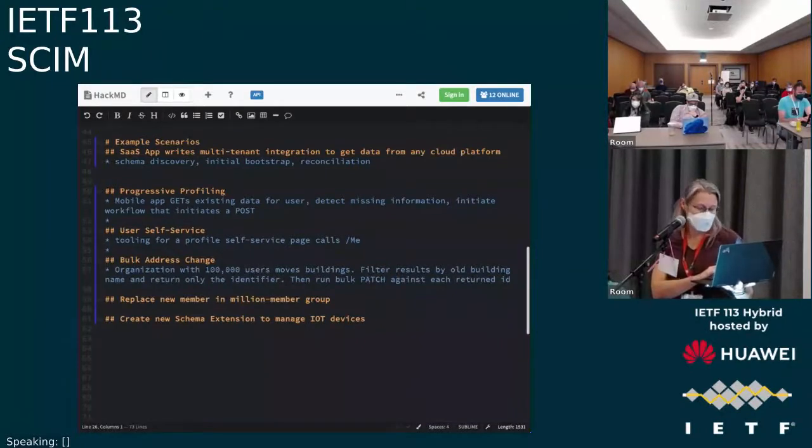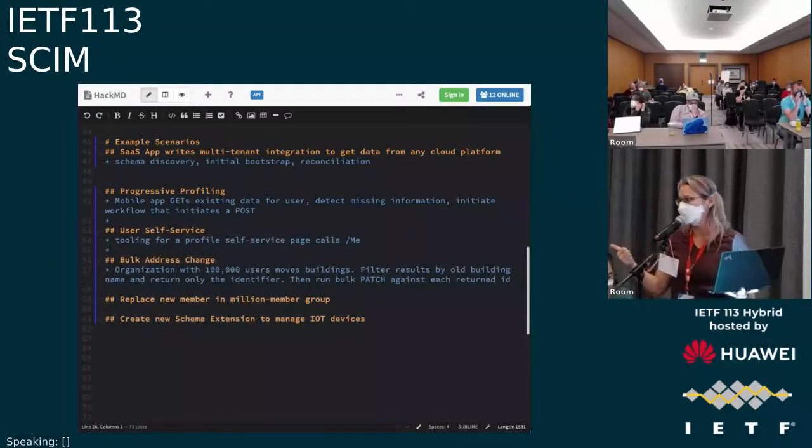And then the last three. The first one is a bulk address change. My thought here is that it would be large enough scale that we could discuss pagination. You would want to search with a filter to only find users who have a building that matches the old building we're moving out of. You would then change the address data by running a patch, a bulk update operation, incrementally, to change only those accounts where the building has changed.